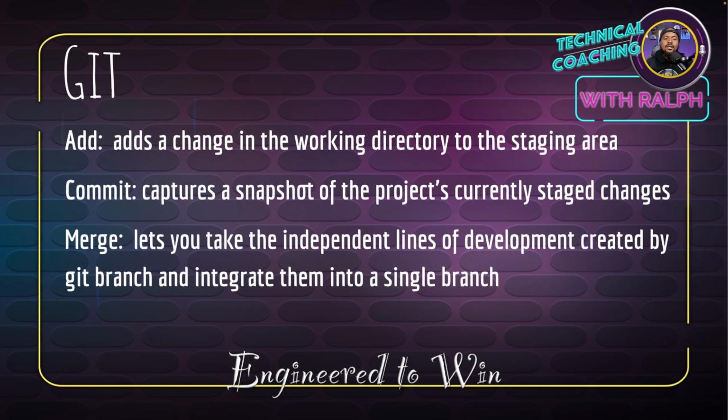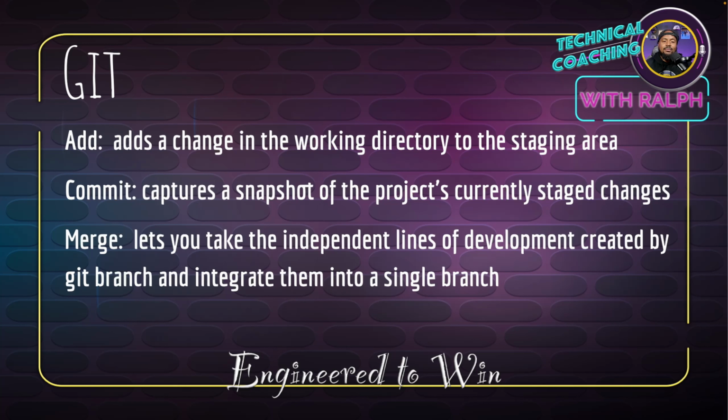All right. Then we have the git add. It adds a change in the working directory to the staging area. And then we have the git commit command, which captures a snapshot of the project's currently staged changes. So when you do a git add, it stages the files, and then when you do a git commit, it's going to capture that snapshot of the project's currently staged files.